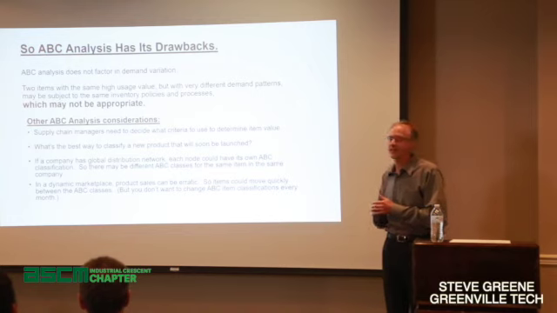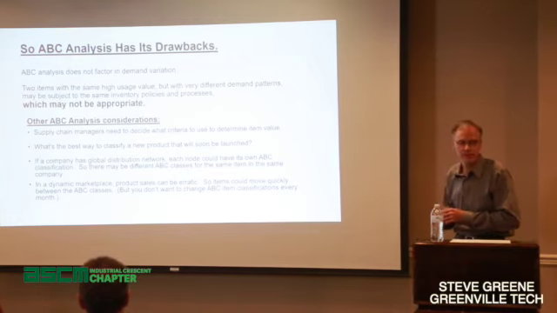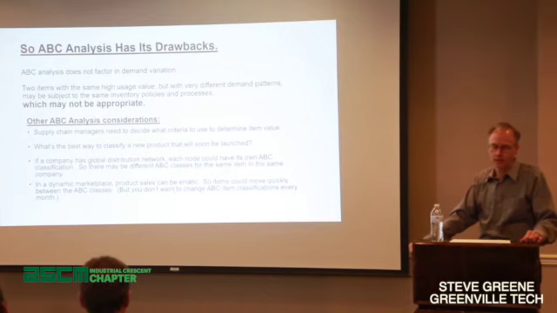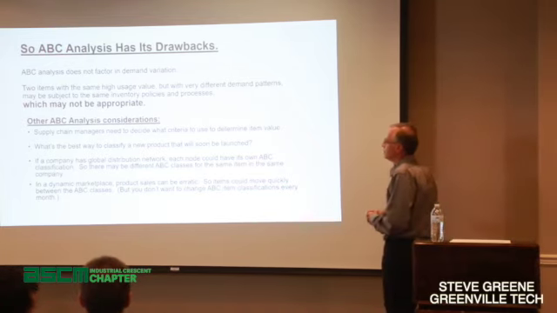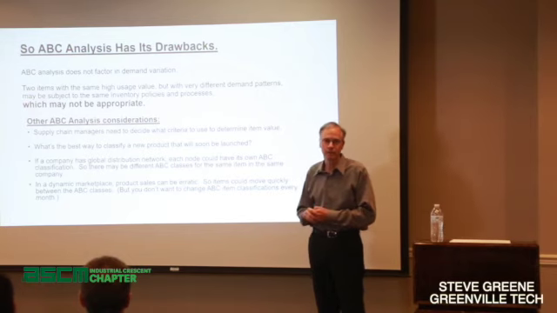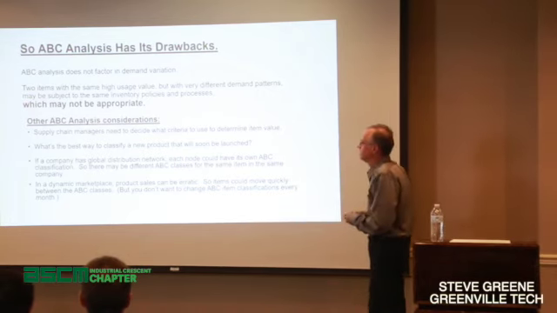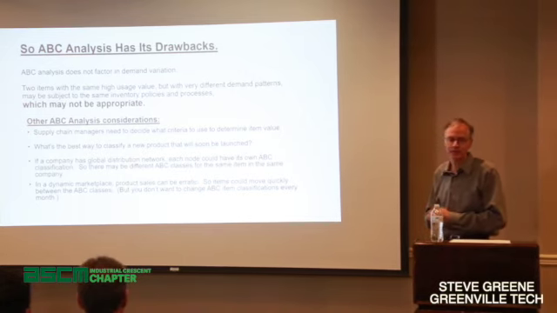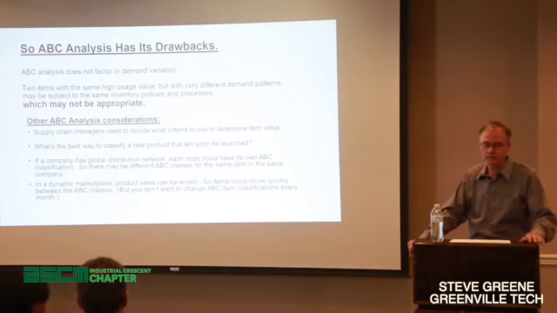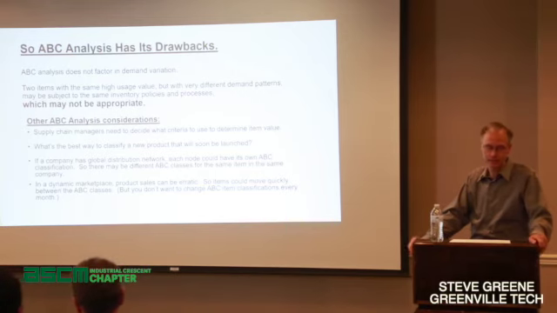A supply chain manager just needs to decide what criteria they're going to use to determine item value. So what's the best way to classify a new product that will soon be launched? Is it going to be automatically considered a Class B item, or could it use a different category, which some people call Class L for launch? If a company has a distribution network, each node could have its own ABC classification. So there may be different ABC classes for the same item in the same company. So that can be kind of confusing.